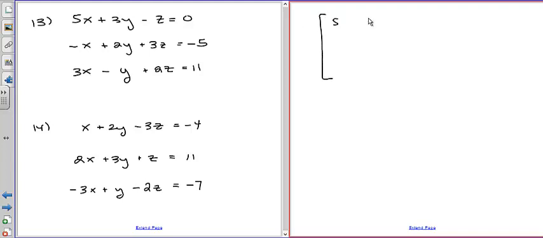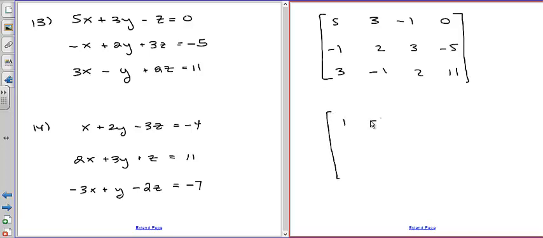Okay, so we've got 5, 3, -1, 0, -1, 2, 3, -5, 3, -1, 2, 11. Now what I'm going to do first is multiply this one by -1, and I'm going to switch places. So it's going to become 1, -2, -3, +5. So that's row 2 multiplied by -1. And then row 1 becomes row 2. So I'm doing two things at once here. And row 3 stays the same. Again, I took row 2 multiplied by -1 and then switched row 1 and 2.